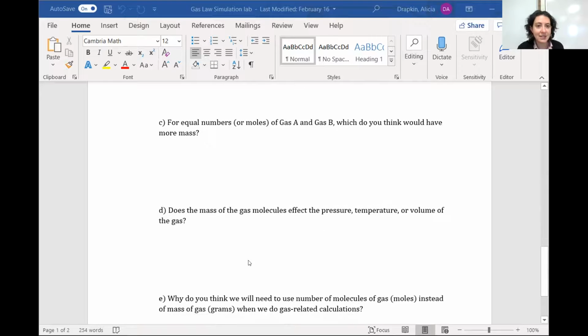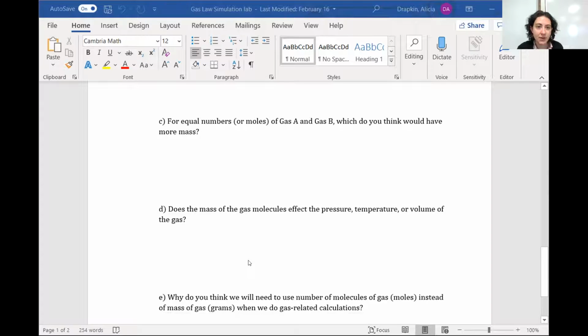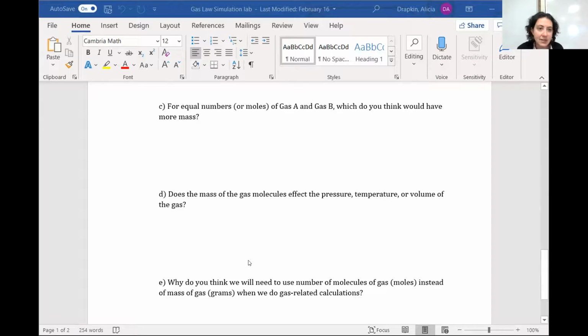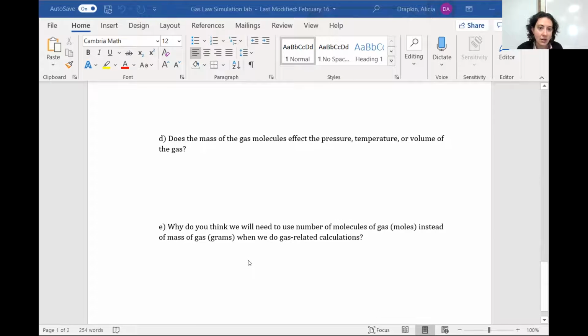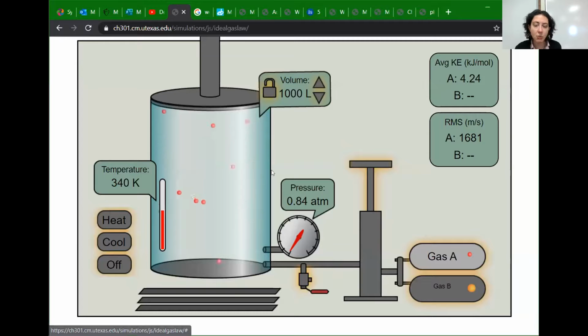And does the mass of a gas molecule affect the pressure, temperature, or volume of the gas? Does that make any difference? And why do you think we would use number instead of mass when we do gas-related calculations? So let me show you a way to help play with this. Right now we are only looking at gas A. It's moving around. When you hit the pump, it's going to add the same number each time.